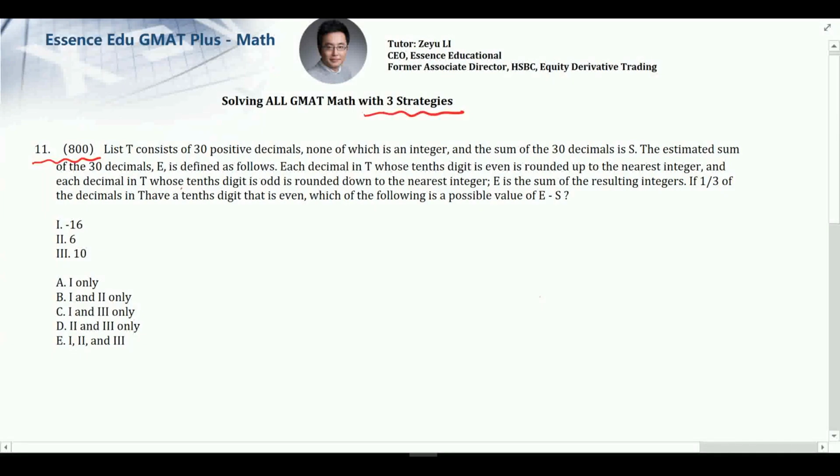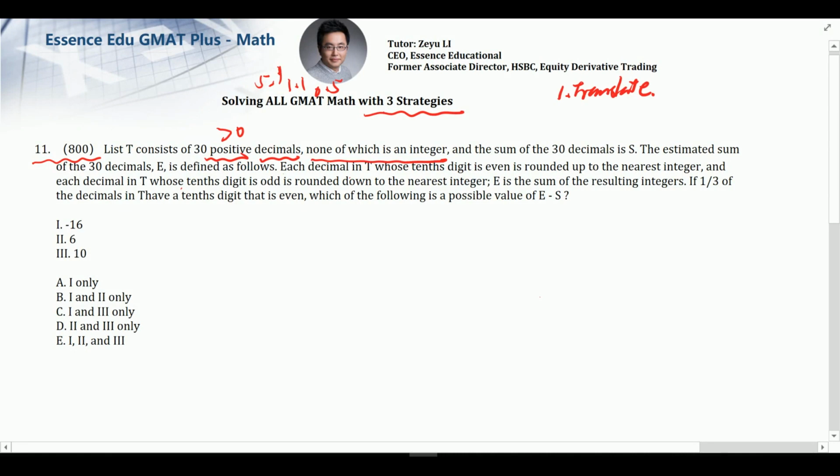Okay, let's start. First, let's read. List T consists of 30 positive decimals. Positive means greater than 0. That's exactly the first thing I do: translate. I hate English words, so I want to translate them using mathematical language. Decimal, what is decimal? Like 5.1, 1.1, 0.5. A number with a digit after the decimal point is called a decimal. That's to say none of them is an integer.